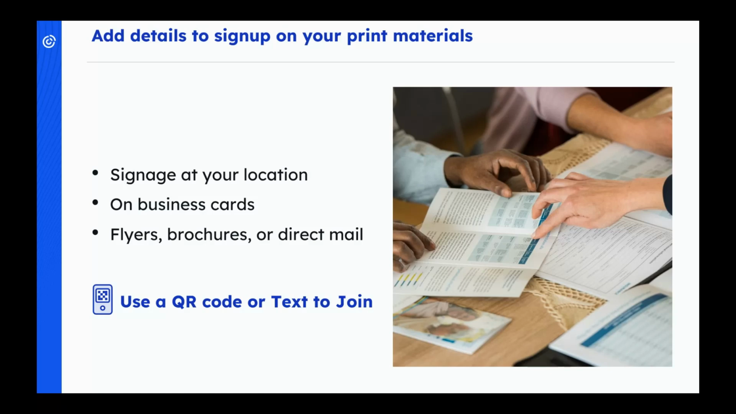Now, if you use Constant Contact's SMS tool, we also have the text to join option. On your printed materials, you can direct your customers to text a phone number we provide you in order to capture both their email address and their phone number.